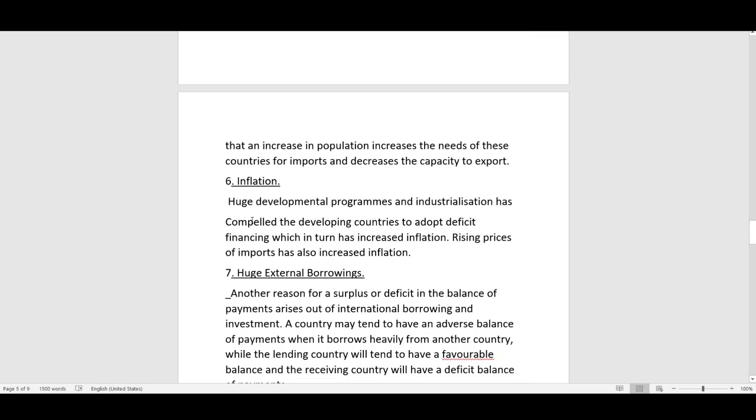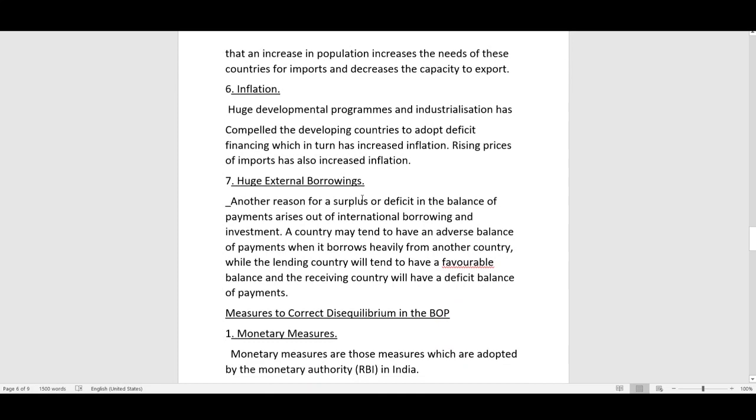Next, inflation. Huge developmental programs and industrialization have compelled developing countries like India to adopt deficit financing. Deficit financing means printing more currency notes to finance the deficit in the budget, which in turn has increased inflation. Rising prices of imports have also increased inflation.